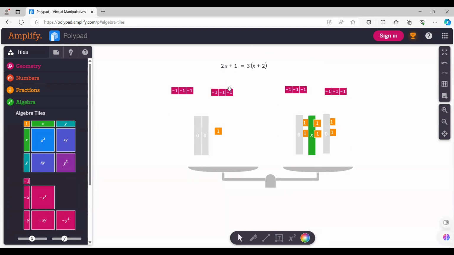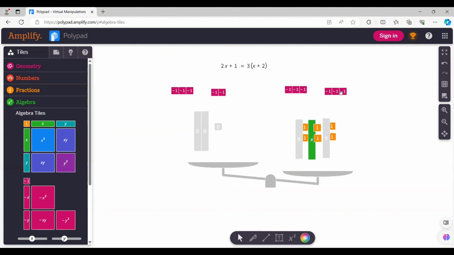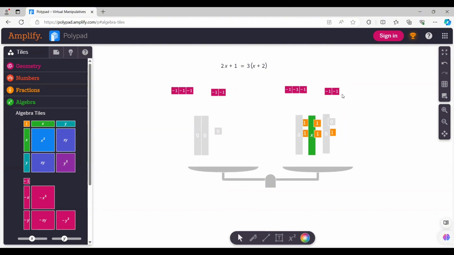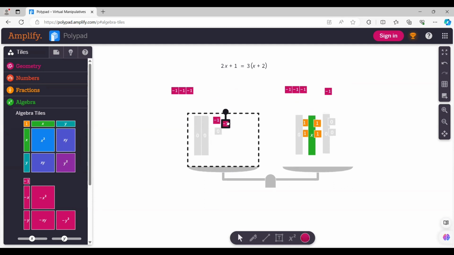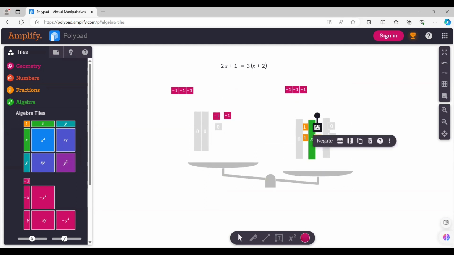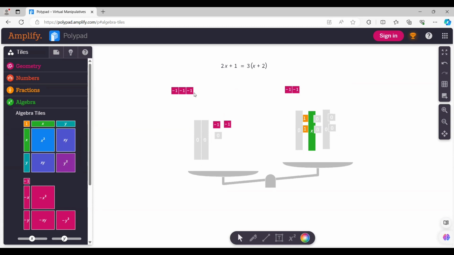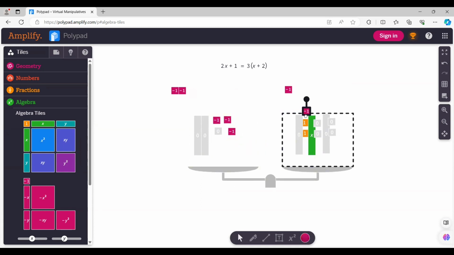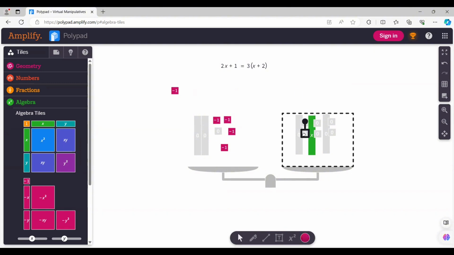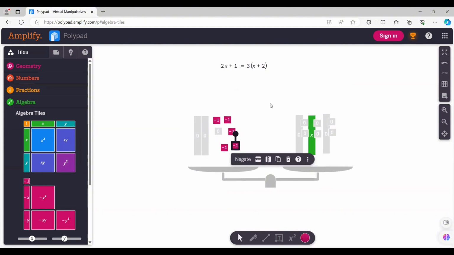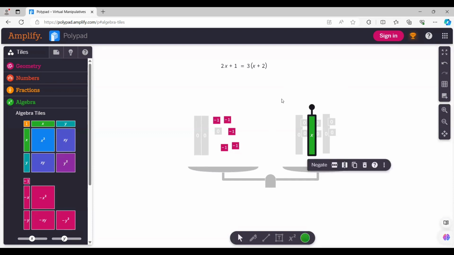Now we are going to put one by one, okay? Okay, again. So now we already solved the equation. As you can see, on the right hand side, we only have 1x. On the left hand side, we have 5 negative 1. It means that it is negative 5.